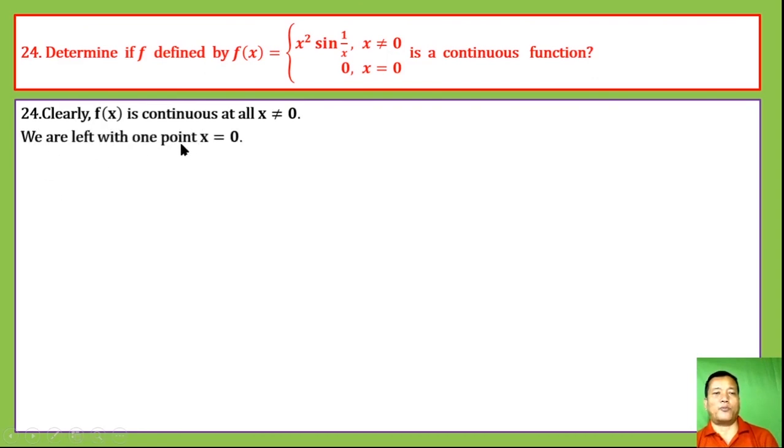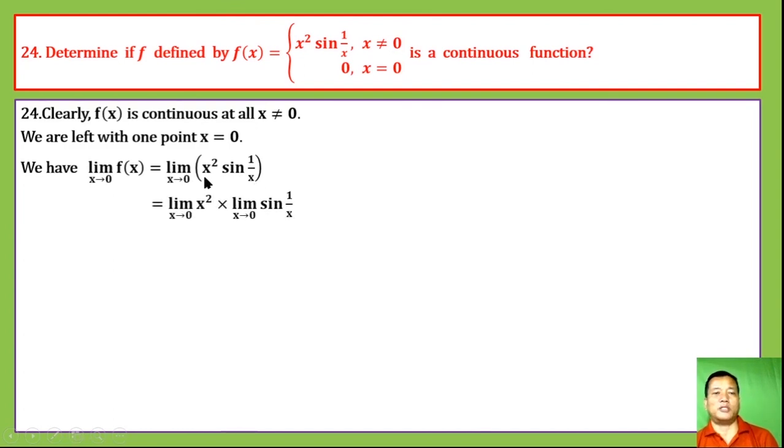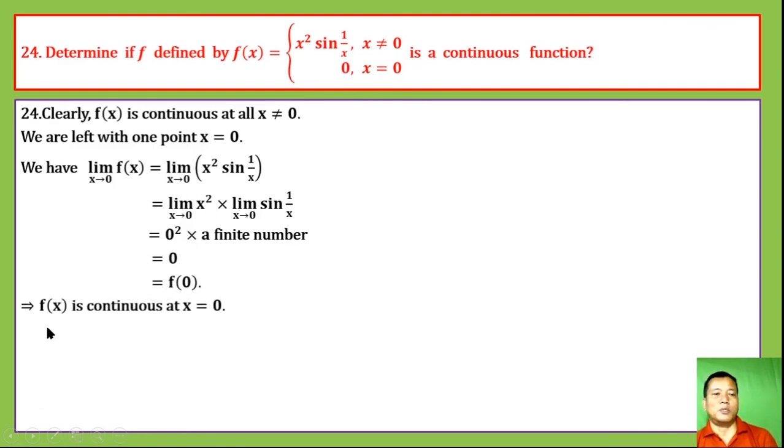We are left with one point at x equal to 0. We have limit of f of x as x tends to 0 is limit of x squared into sine of 1 by x, which is the product of two limits. The first is 0 squared, that is 0, and the second is a finite number. 0 into a finite number is 0, which equals f of 0. This implies f of x is continuous at x equal to 0. Hence, f of x is continuous at all values of x.